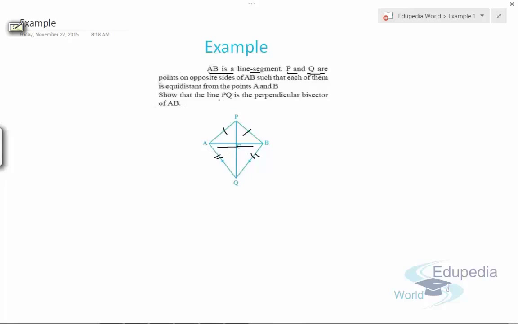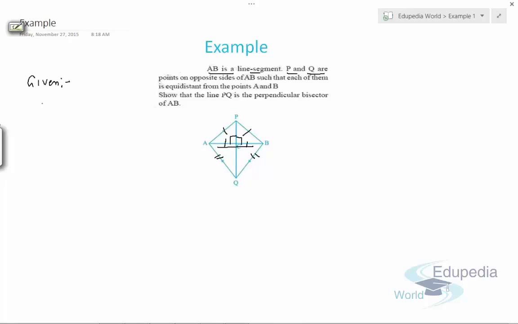We need to show that line PQ is the perpendicular bisector of AB. This means we need to show that each angle is 90 degrees and this side should be equal to this side. So let's see how we can do this now. First of all we need to write the given.